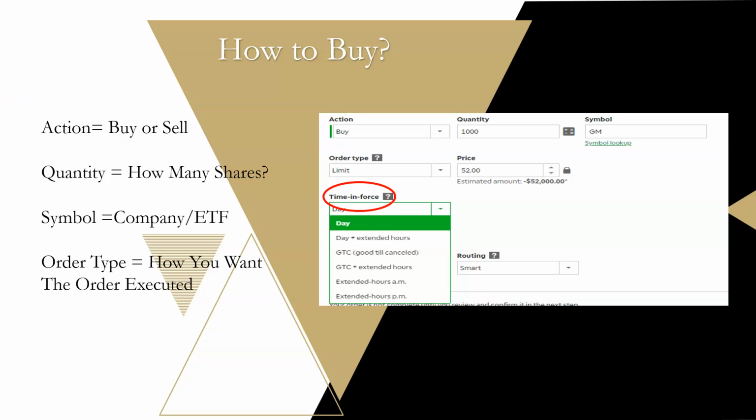All right, so back to the online order form. We have selected that we wish to buy 1,000 shares of General Motors. And for this particular transaction, we have selected a limit order with a price of $52, meaning that that is our limit. We are not going to spend any more than $52 per share for this particular transaction. So the next question is, how long do you want this order good for? Or time in force, or TIF.